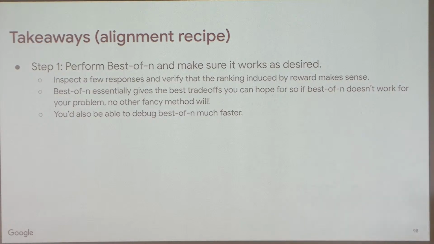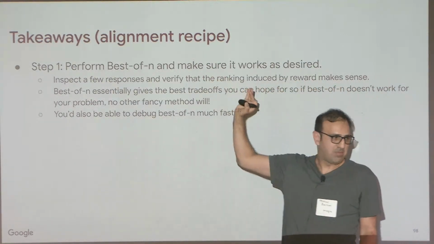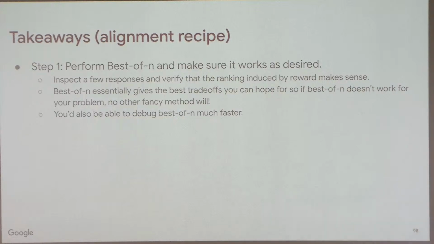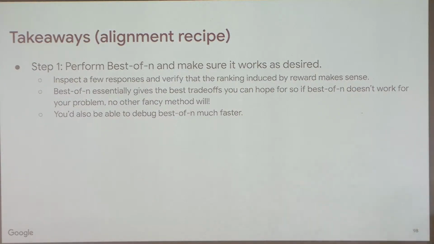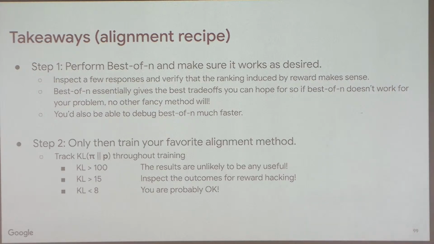So always let's do best of n, because best of n is almost optimal. I think it's tempting to start with the most shiny version of RLHF that's out there. But actually, let's start with best of n. It's much easier to debug. It's easier to inspect. And if best of n is not working, something is wrong. So let's start there. And only then you can go and try the most fancy versions of RLHF.